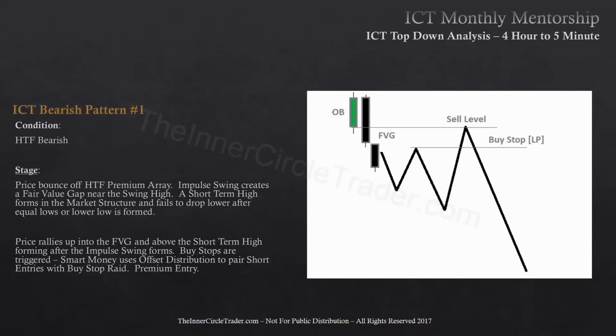After those buy stops are triggered, buy liquidity is going to hit the market. Smart money is going to sell into that, pair up their orders, and the market expands going down to the lower end. So you would be seeking some discount as an objective. This is my favorite bearish pattern.